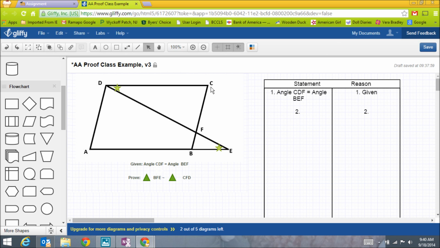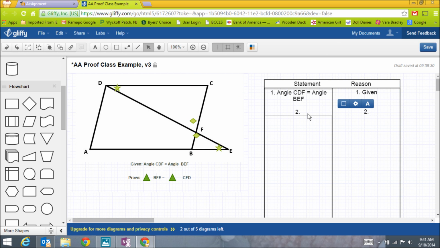We're going to have vertical angles CFD corresponding to vertical angles BFE. Since they're vertical angles, by the vertical angle theorem, they are also going to be congruent. So I'm going to mark these two angles as being congruent using this diamond shape. Let's shrink that down really small, put it in that position right there to mark this angle, and copy it and put another one to mark that these two angles are congruent.